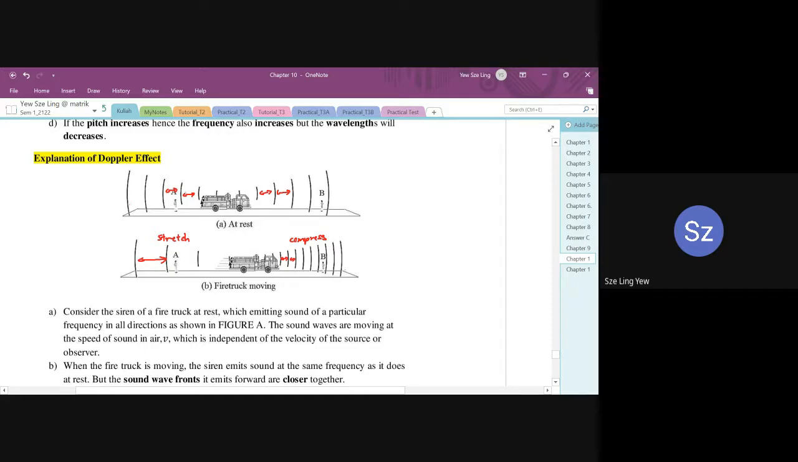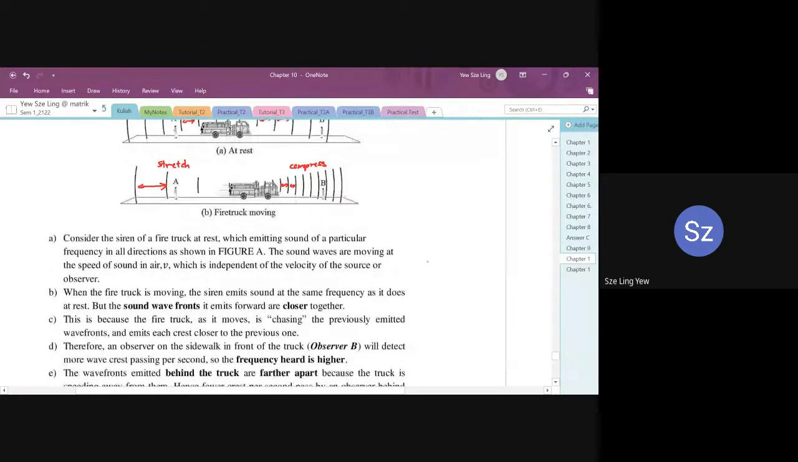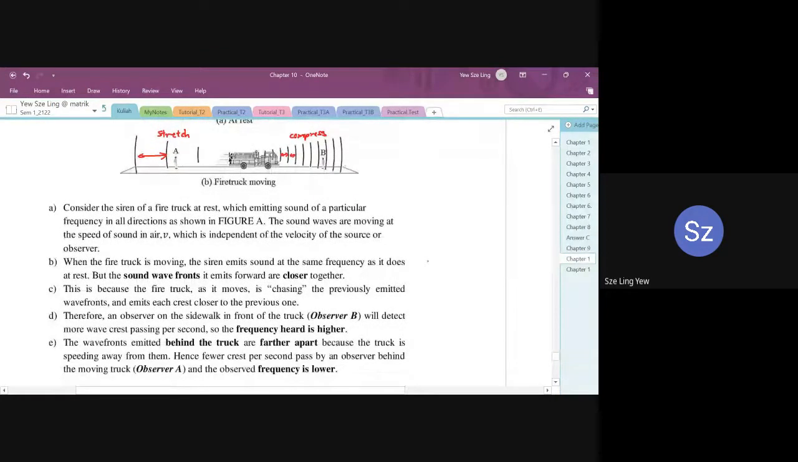So for the first one, observers A and B will hear the same pitch. They will hear the same noise. For the second one, when the truck is moving, observer B will receive a higher pitch compared to observer A. The pitch received by observer A is smaller. All right, so consider the siren of a fire truck.